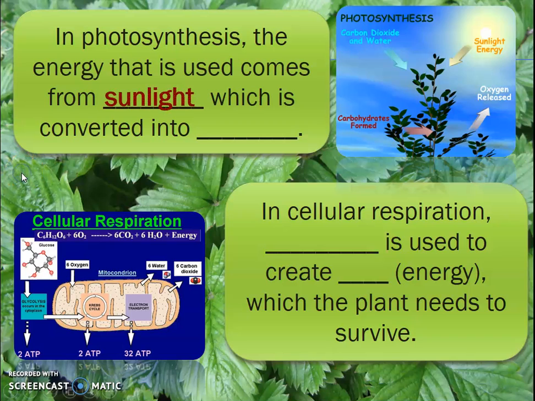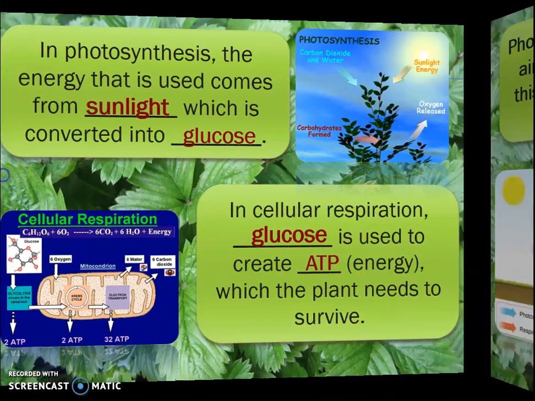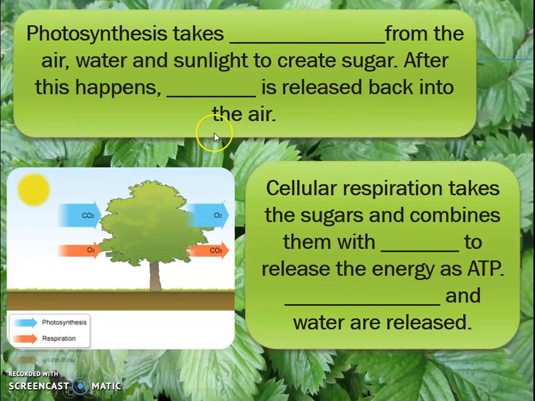In photosynthesis, the energy comes from sunlight and is converted into glucose. In respiration, glucose is used to make usable energy that the organism will use to survive. Photosynthesis takes carbon dioxide from the air, water from the roots, and sunlight to make sugar. After this happens, oxygen gas is released back into the air.